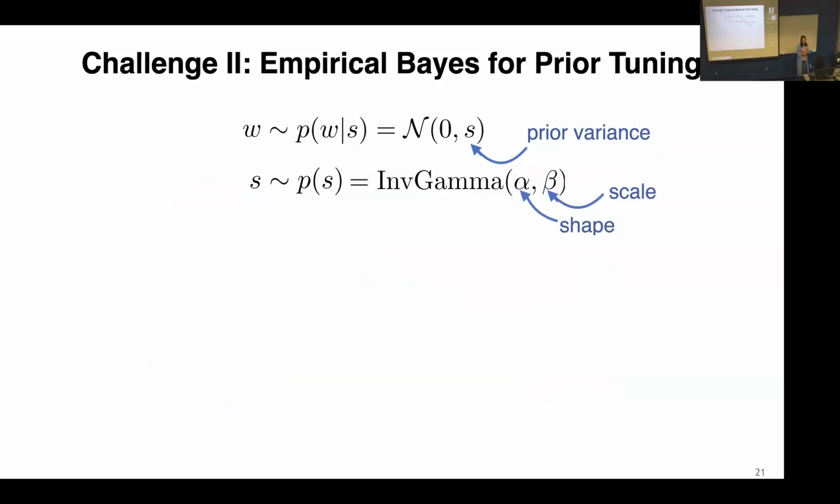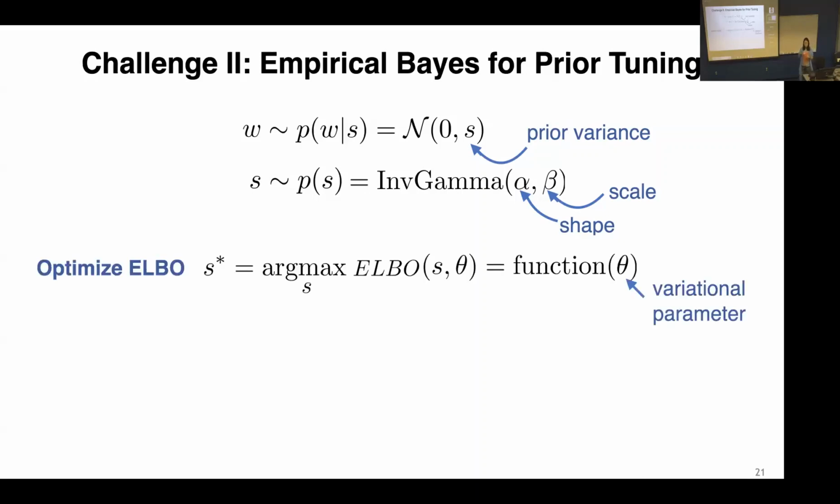And generally a prior for the variance would be inverse gamma, with a shape alpha and scale beta. So we just put an additional prior, and usually in a fully Bayesian framework, people do sampling, because you put a hyperprior over the parameter in the prior. But we propose to use empirical Bayes, which is basically optimizing the ELBO with respect to S.